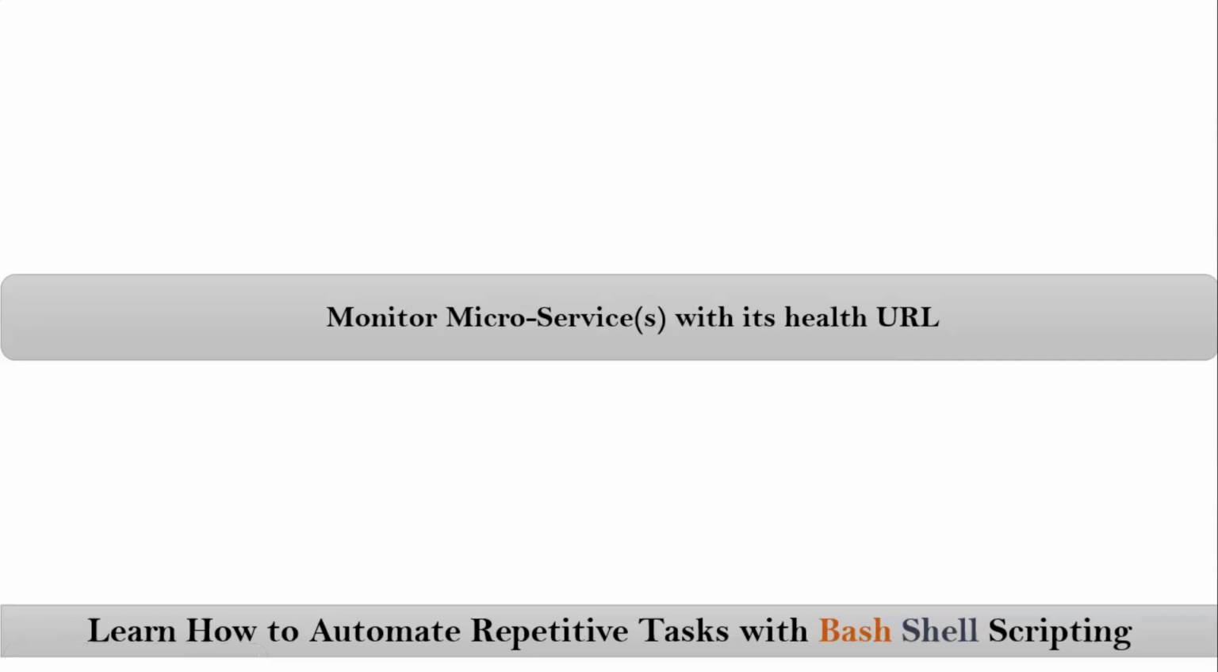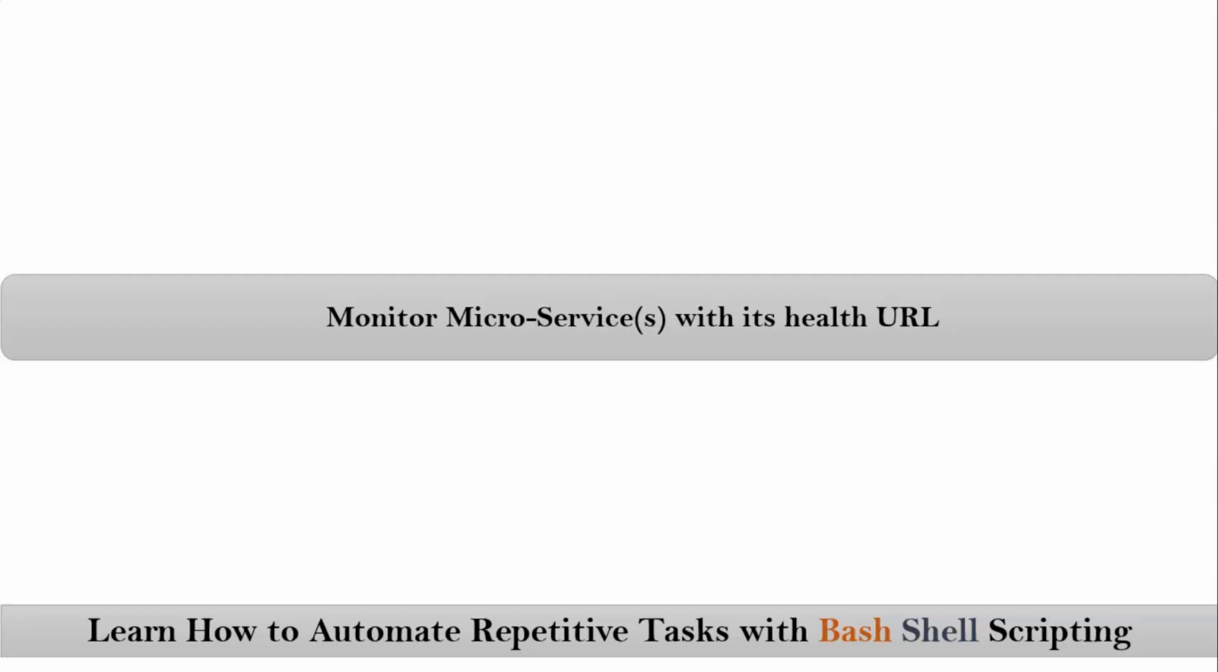Friends, here we are developing a shell script to monitor a microservice or services with its health URL. Be clear, there is a difference between our previous example and this example. In our previous example, we were monitoring the service which is running on your current host. But here the microservice is running somewhere, let's say using Docker or Kubernetes, and we have to monitor whether it is up and running or not.